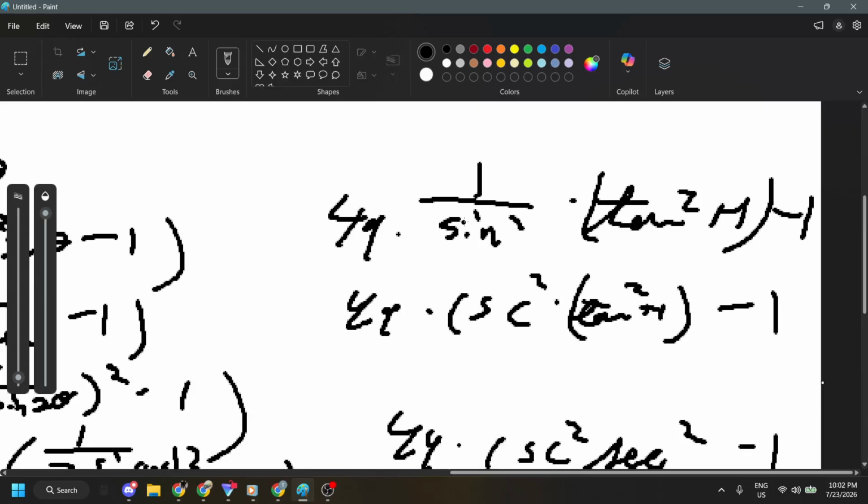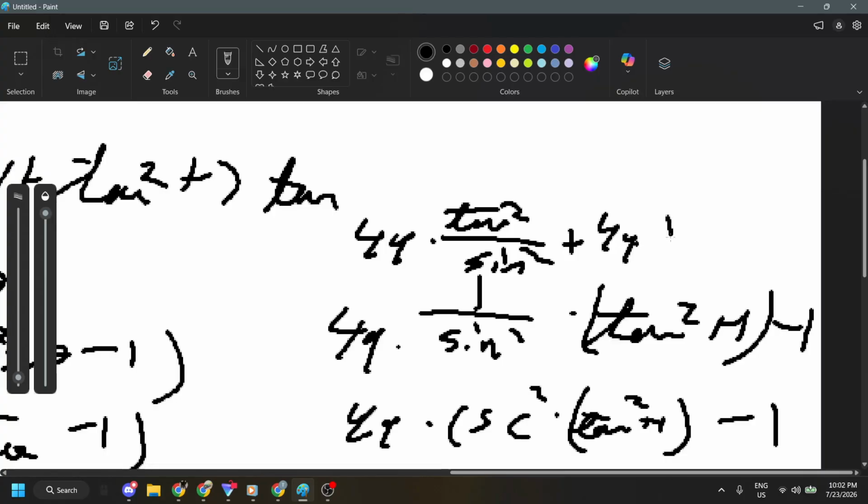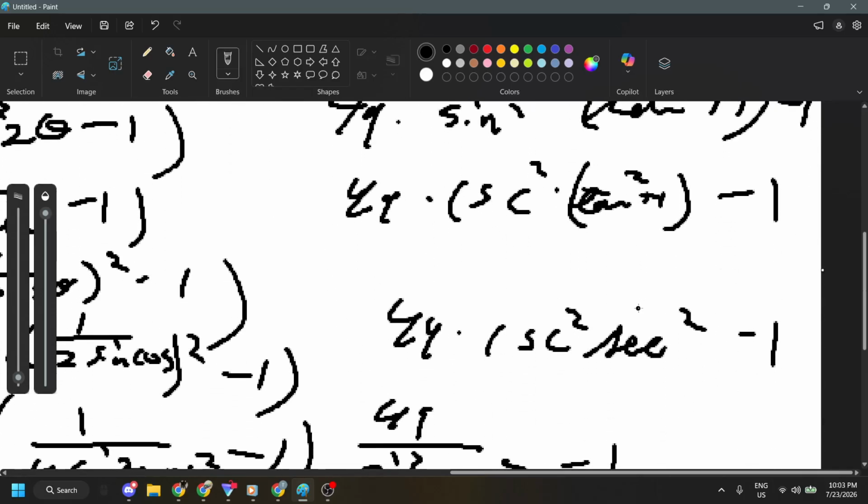What do I do? Wait a minute. Let me distribute this. We get 49 times tangent squared over sine squared plus 49 times 1 over sine squared minus 1, but this just cancels out to 1 over cosine. And then we're just back to this.